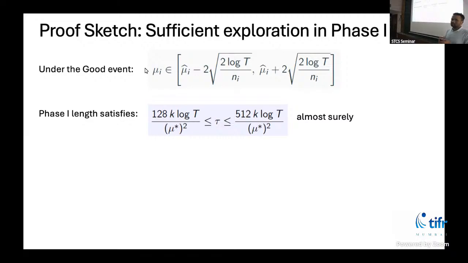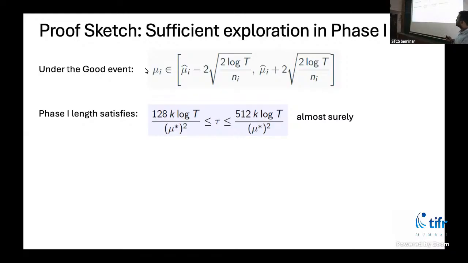Because over t rounds, all the rewards would, with high probability, get most of the noise. So what our algorithm shows is a good event, which is bounded with very high probability. Under this good event, the length of phase one is always bounded by this: you can think of the length of phase one as order of k log t divided by mu star square. This is what we show.